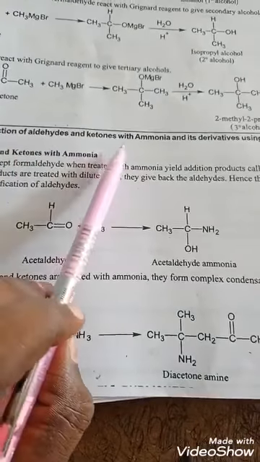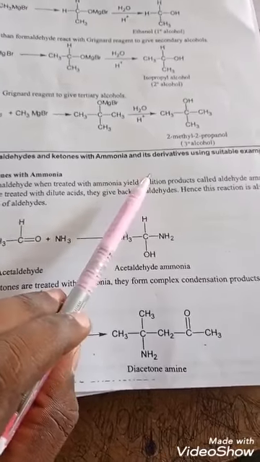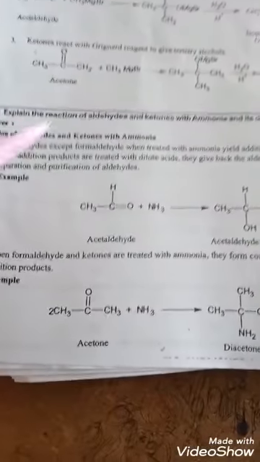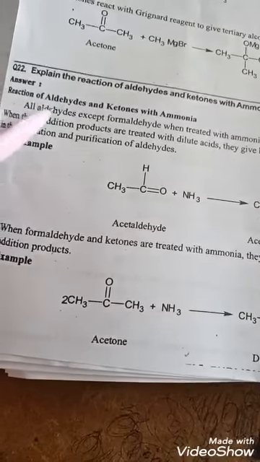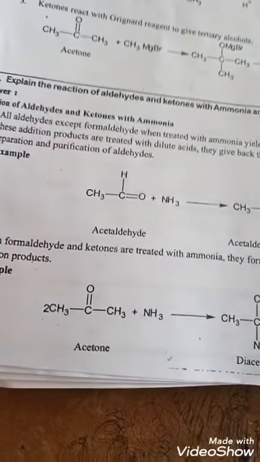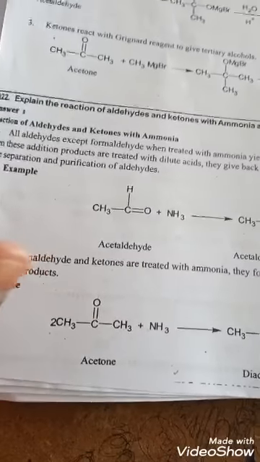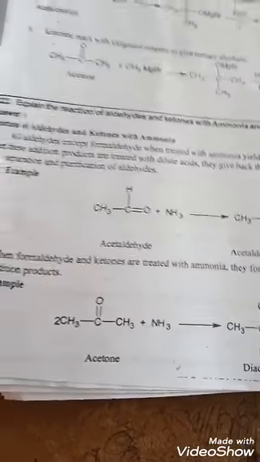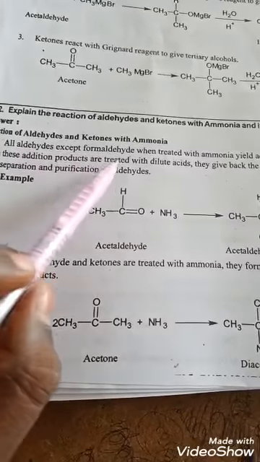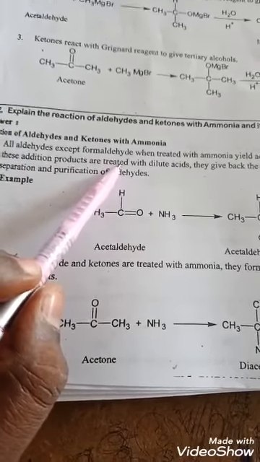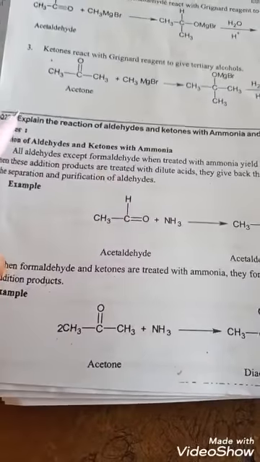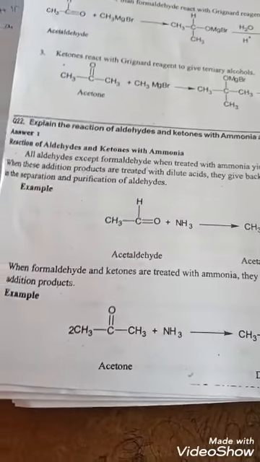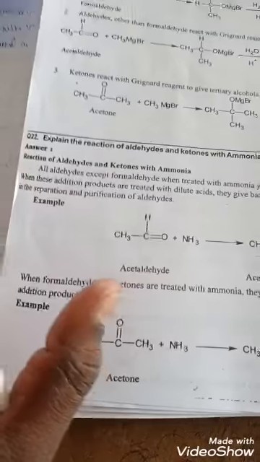Reaction of aldehydes and ketones with ammonia and its derivatives, using suitable examples. Okay students, this is also most important. In this topic we discuss the reaction of aldehydes and ketones with ammonia. All aldehydes except formaldehyde. Why except formaldehyde? Because there is no carbon atom attached in formaldehyde, that's why this is not useful.